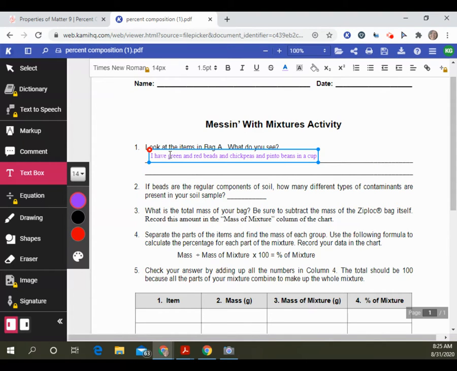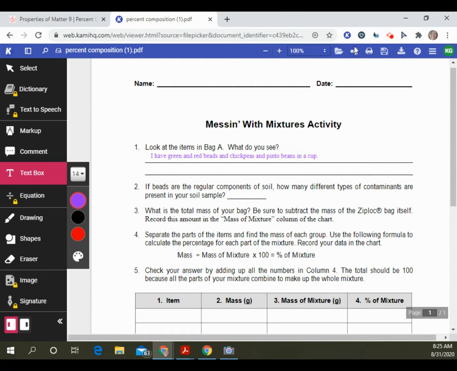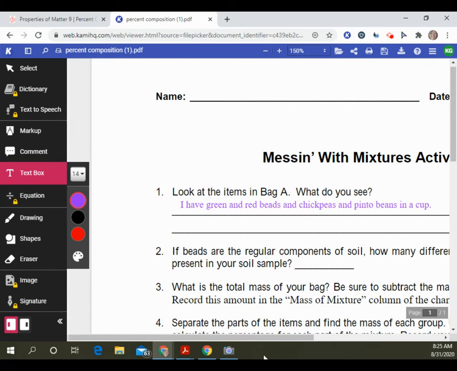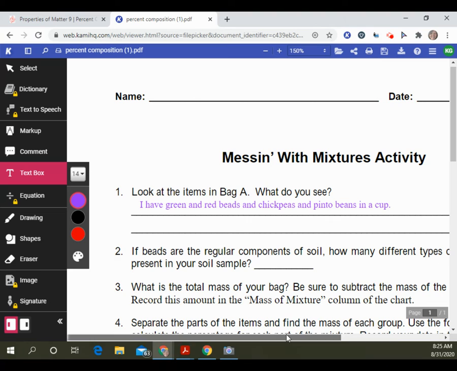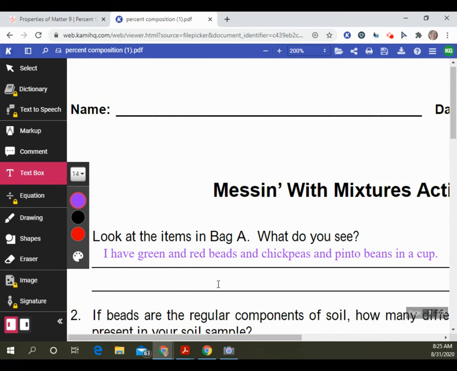All right, so for this activity, though, let's read and continue. Okay, I feel like there's a lot of... So we can make it bigger. Is that better? Yes? Okay. I can make it even bigger if we need to. That's better? Okay. All right, so I have green and red beads and chickpeas and pinto beans in a cup.